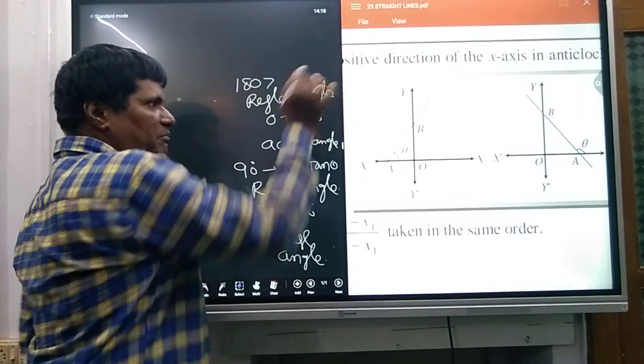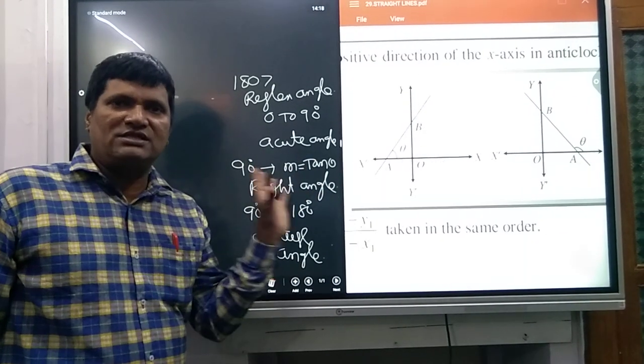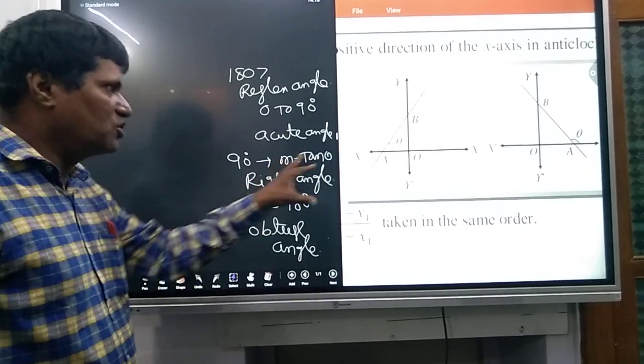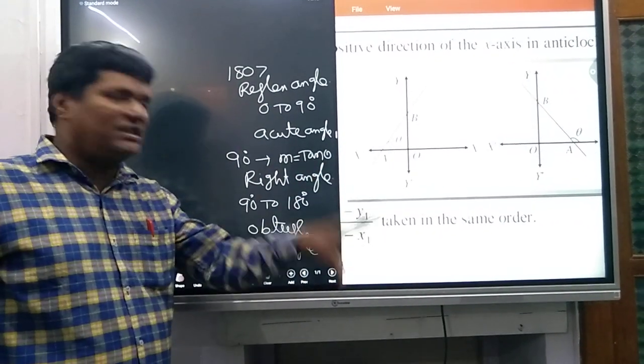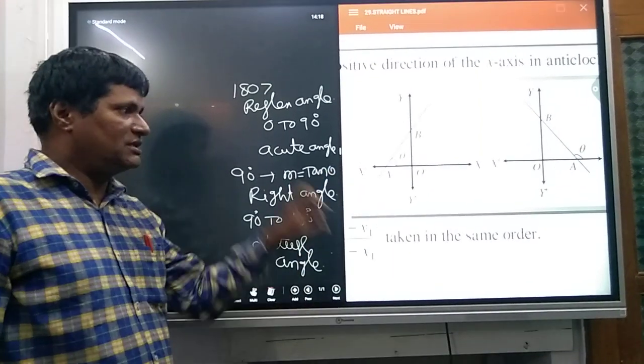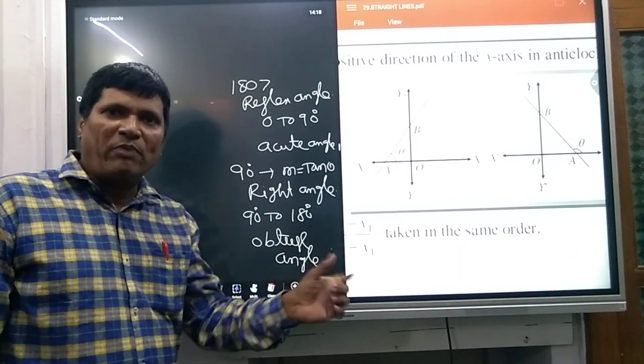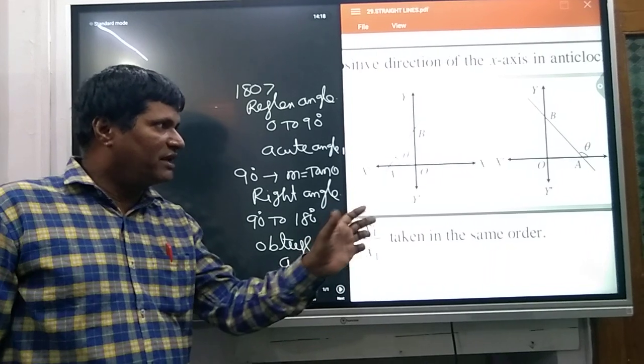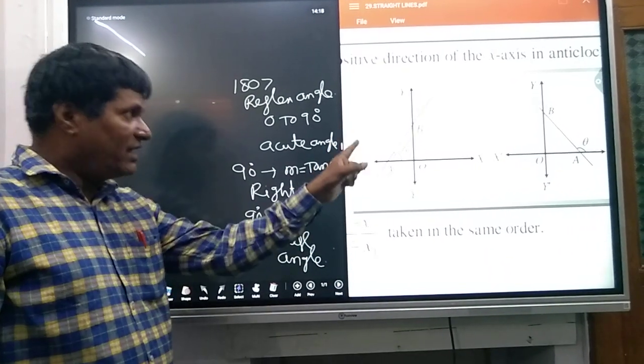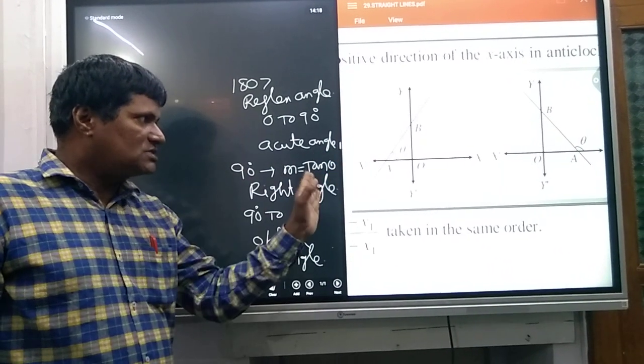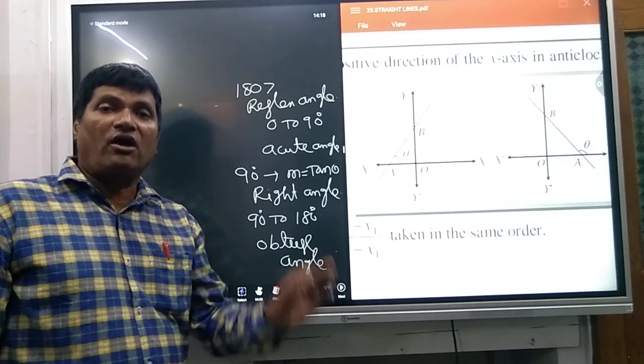So the slope depends on how to find it. This will be based on m is equal to tan theta. Theta making an angle means m is equal to tan theta. This is very important. If 2 points are given, what is the slope? y2 minus y1 by x2 minus x1. Whenever the angle is given, this is the slope: m is equal to tan theta, or gradient.